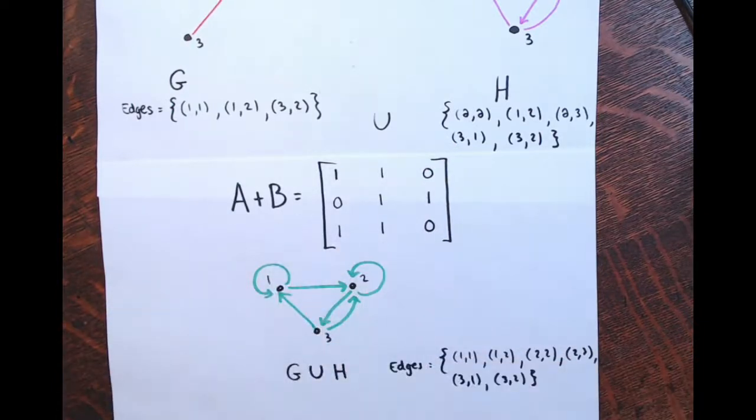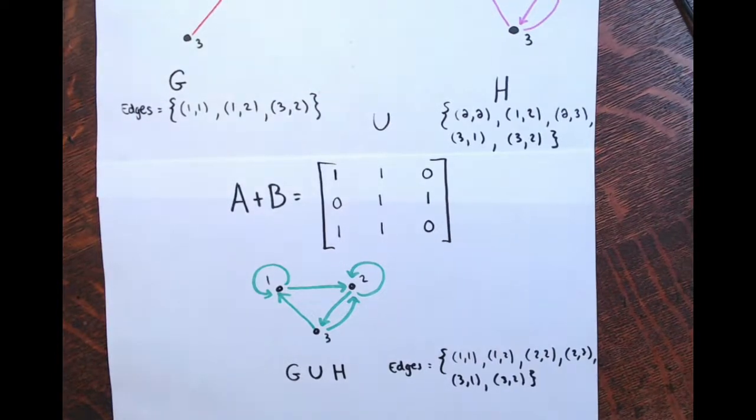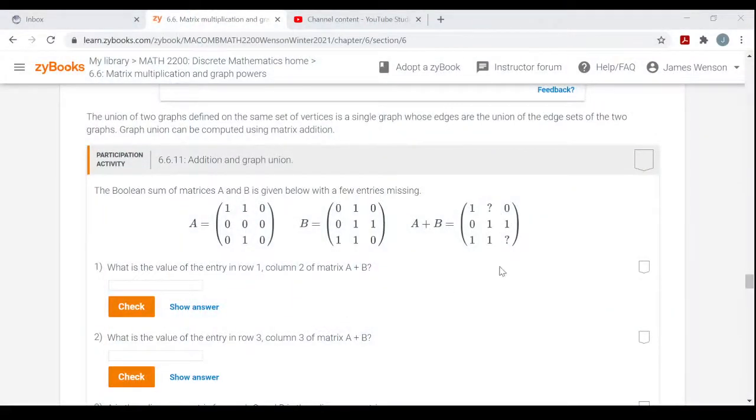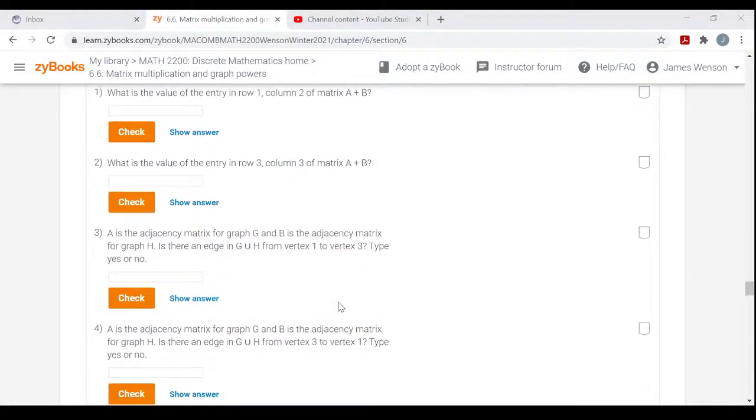So doing the sum of these adjacency matrices makes it a lot easier to figure out the union of the edge sets of graphs. Okay. Now, again, you just have to fill in the blanks and all that.